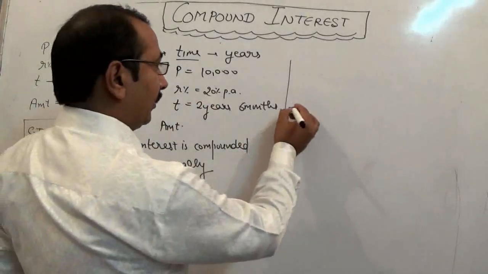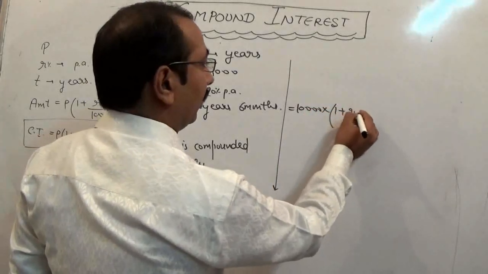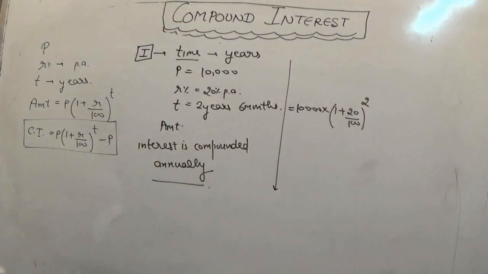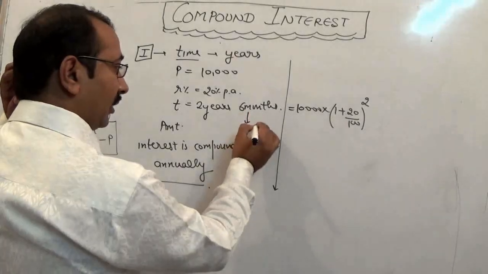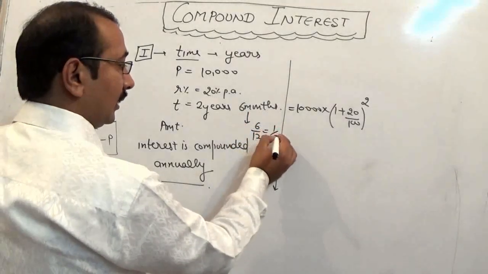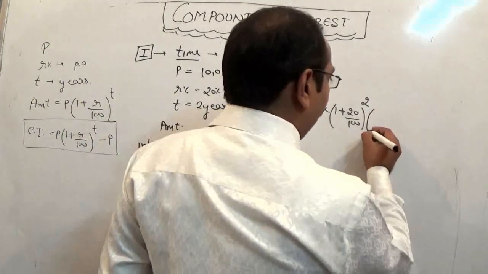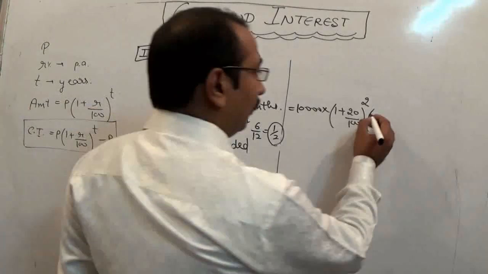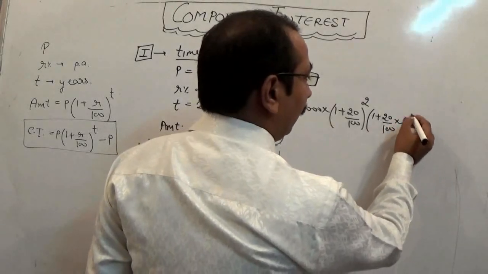For 2 years it is the same: principal into 1 plus 20 upon 100 raised to power 2. There is no change in this. For these 6 months, I will convert them into a fraction of a year, that is 6 by 12, which is 1 by 2. So I will take the rate of interest for 6 months, making it 1 plus 20 upon 100 into 1 by 2, and the power is equal to 1.